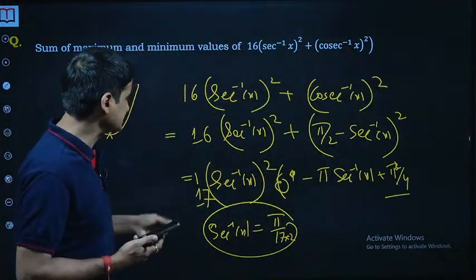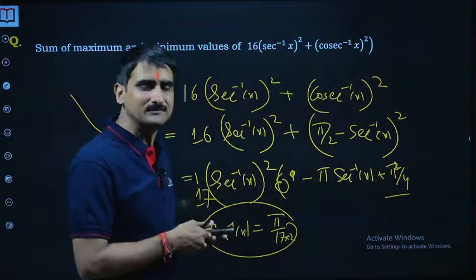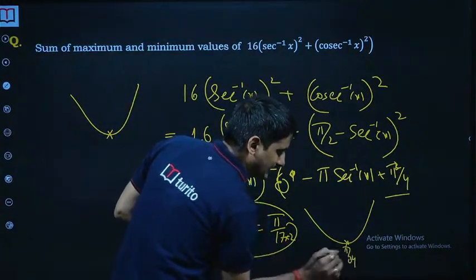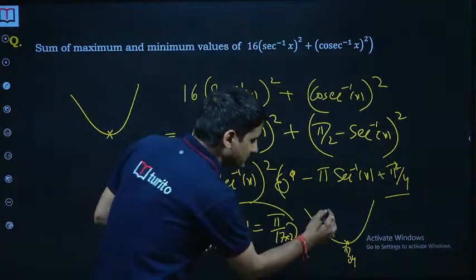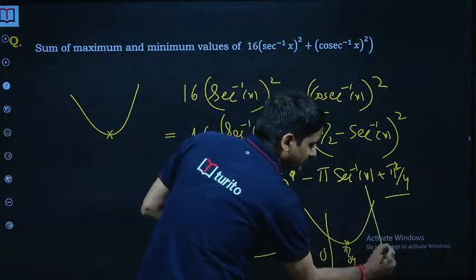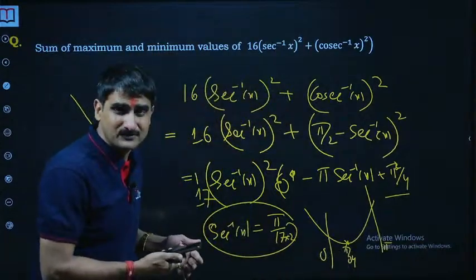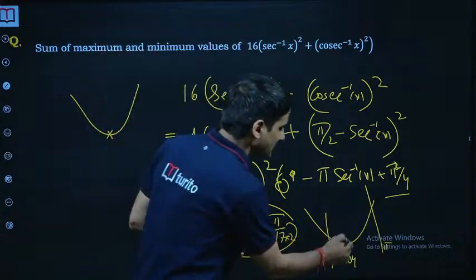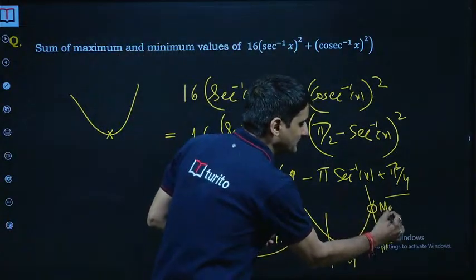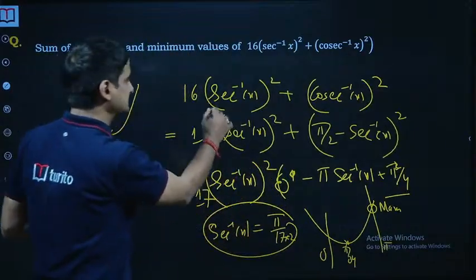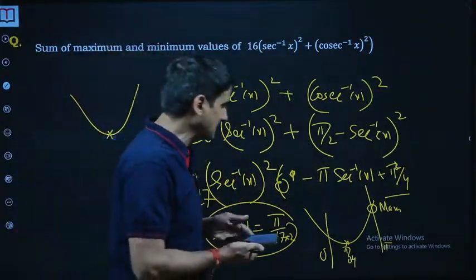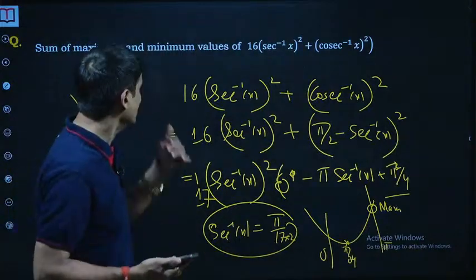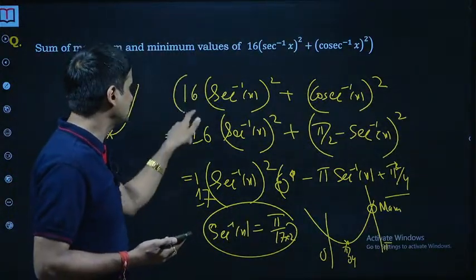Secondly, for the maximum value, pi by 34 lies in the range between 0 and pi. Of course it's an open upward quadratic, and pi is farther from pi by 34 than 0 is. So that will give you the maximum value. When you replace sec inverse x by pi, you get the maximum value. When you replace sec inverse x by pi by 34, you get the minimum value. So that's it, if there's nothing wrong in the question.